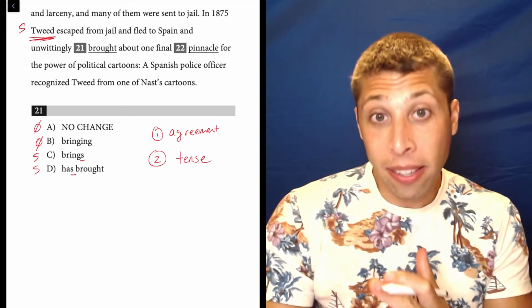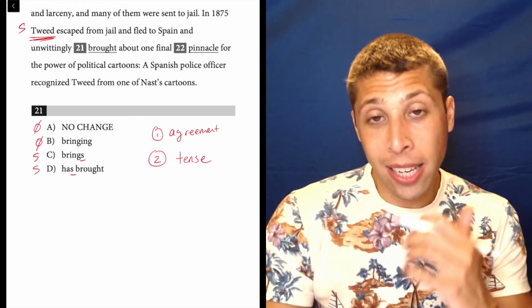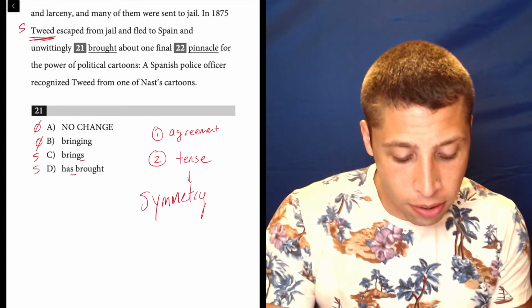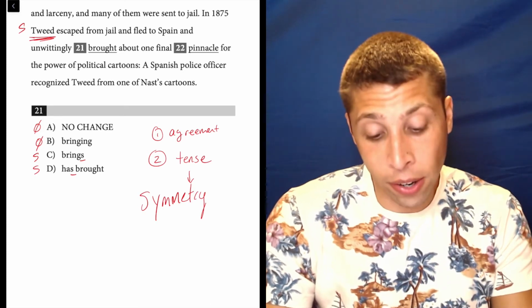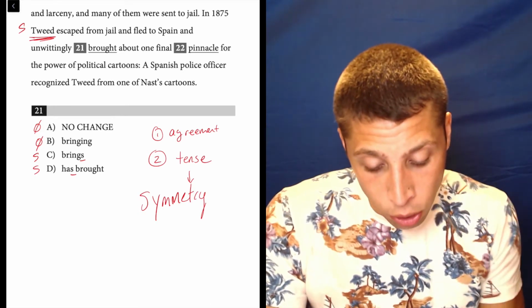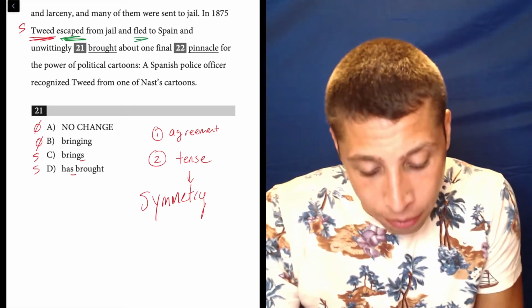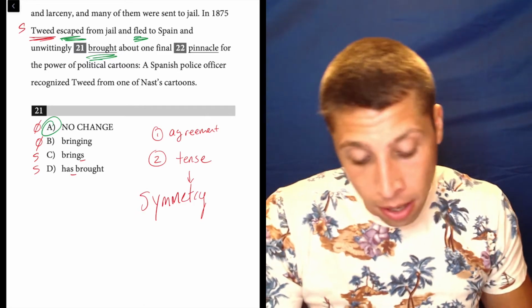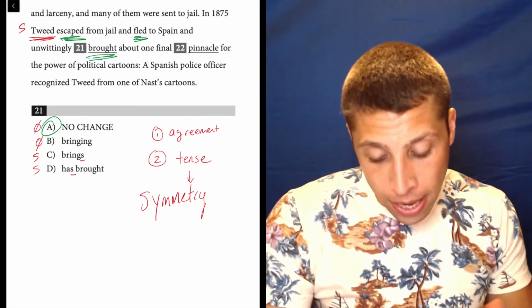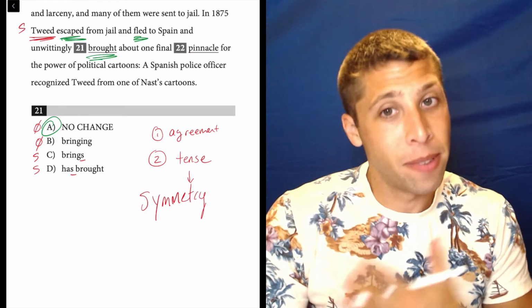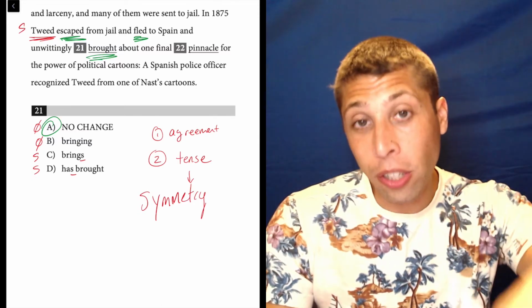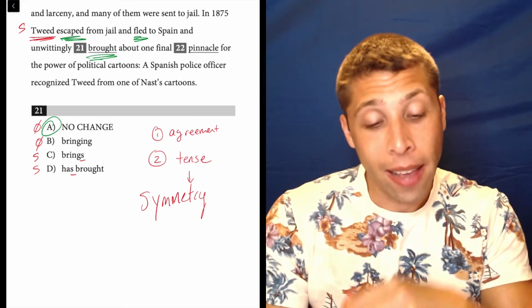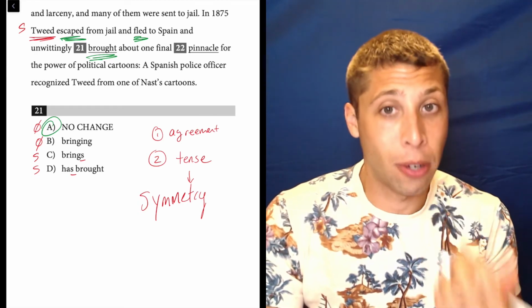And basically, what we want to do then is find some sort of symmetry in the sentence, something that tells us the correct tense. And I think it's fairly obvious to find here. Tweed escaped from jail and fled to Spain and unwittingly brought, past tense, about one final pinnacle. So it fits with the other pieces in the sentence. It's not just that it sounds good. I'm able to point to specific words and say, this is why I am right. And that is ultimately what we really want to do anytime we have a grammar question.